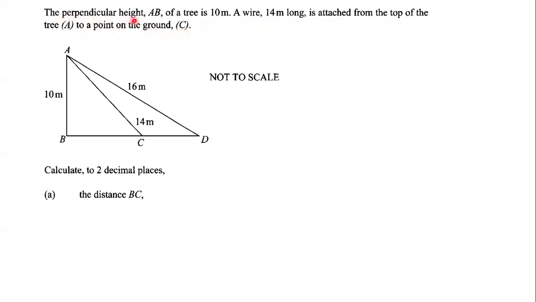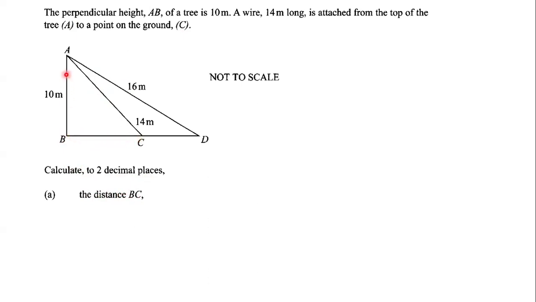The perpendicular height AB of a tree is 10 meters. A wire 14 meters long is attached from the top of the tree A to a point on the ground C. And here we have this diagram. And here what they want us to do is calculate to 2 decimal places the distance BC. And notice that we have BC right here.